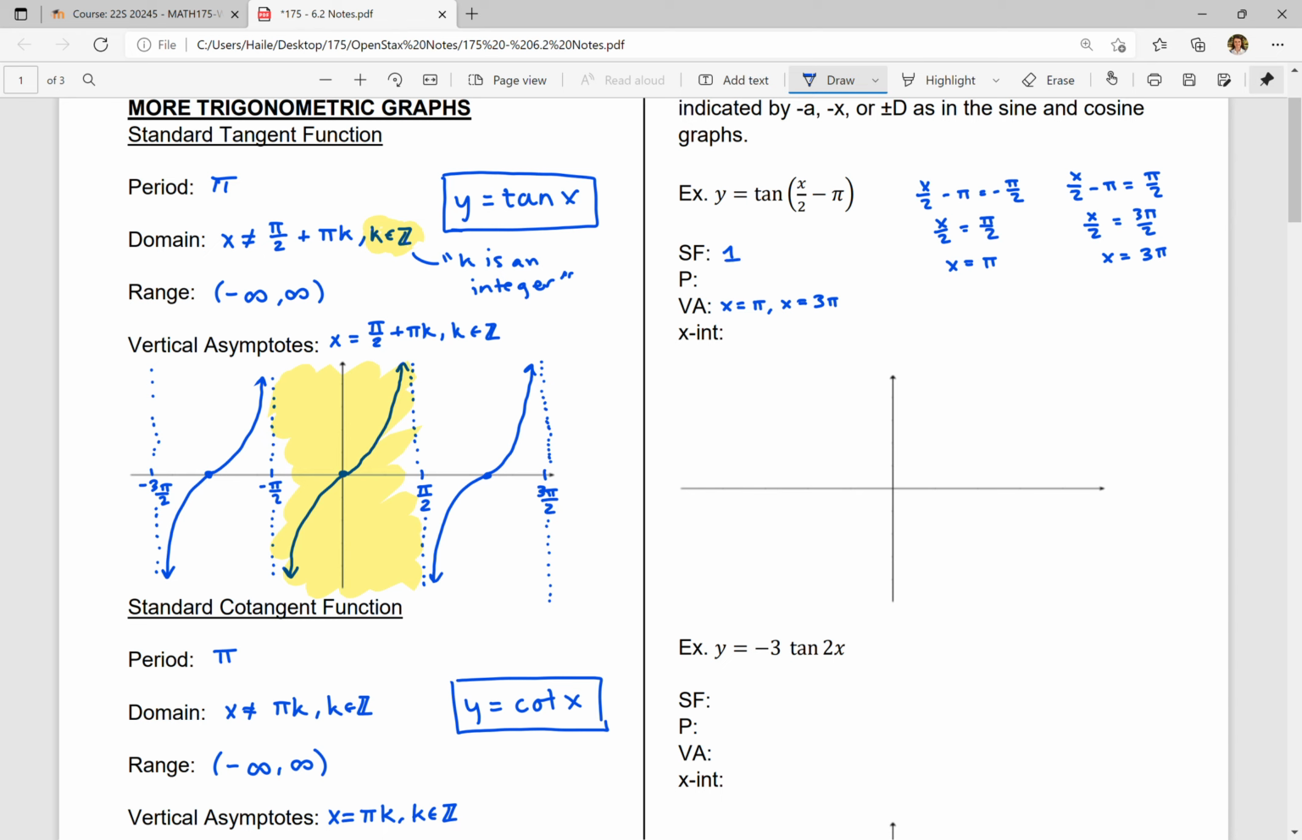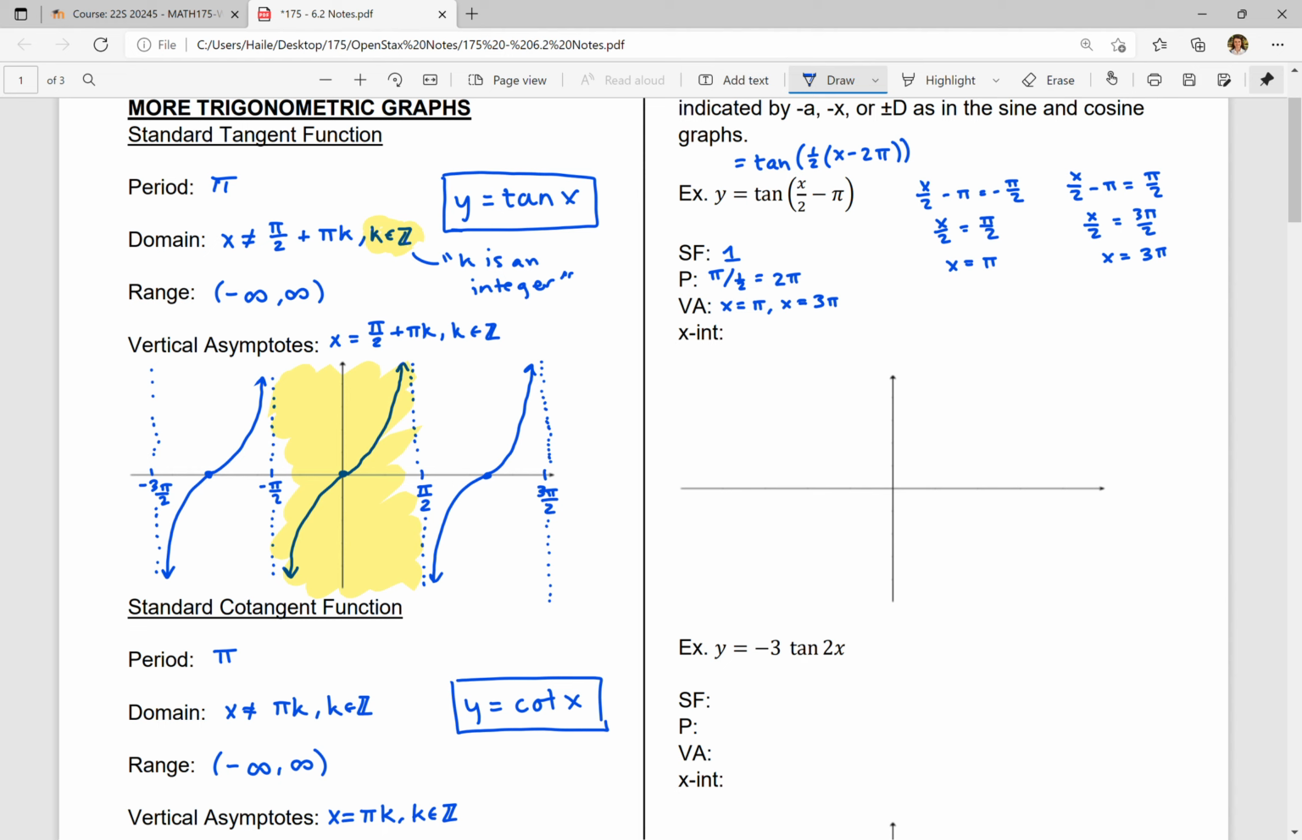And next, I can find the period. So remember with sine and cosine, we took 2 pi and we divided by the number k. In this case, since the initial period of tangent was pi, we're going to take pi and divide it by k. So let's figure out what k is. So notice I could take 1/2 and factor it out of this inside. So we could say this is x minus 2 pi. Okay, so actually we notice that k is 1/2. So our period is going to be pi divided by 1/2, which is 2 pi.